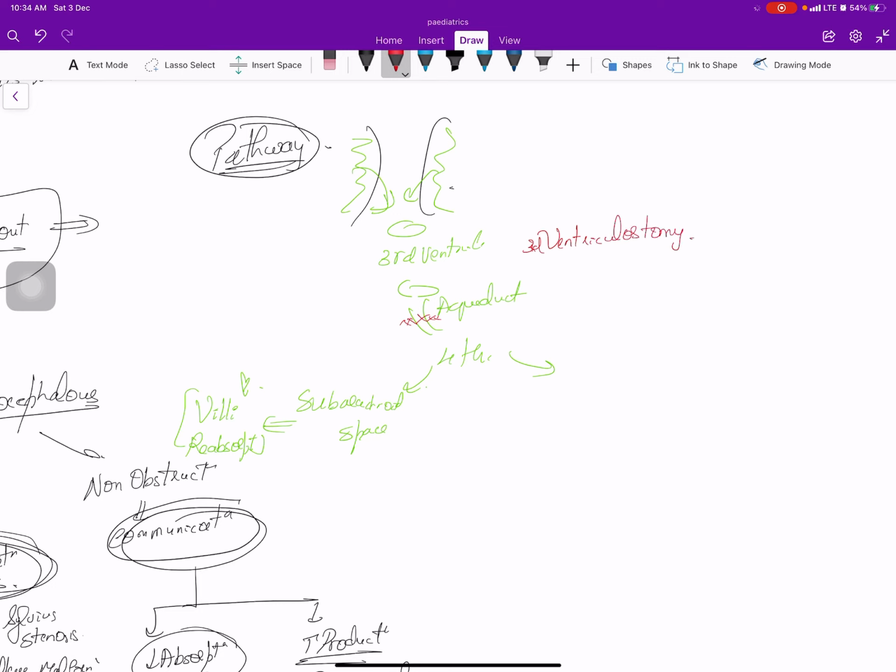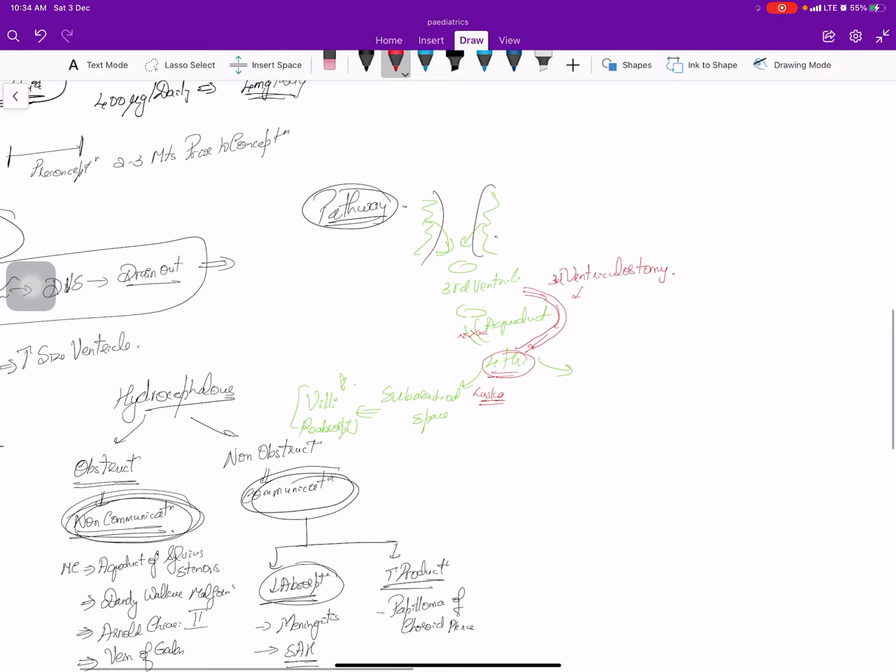So what normally happens is we're going to bypass the aqueduct. The CSF is supposed to flow from the third ventricle to the fourth ventricle. So instead of flowing through the aqueduct, we are going to give a tube connecting the third ventricle to the fourth ventricle, such that the CSF can flow here. Then from the fourth ventricle, via the foramen of Luschka, it can flow into the subarachnoid space and be drained out. So this is called ventriculostomy. It is done in aqueductal stenosis.